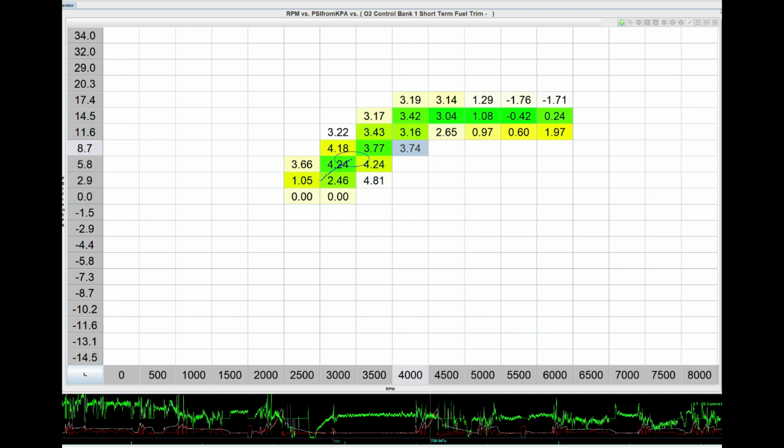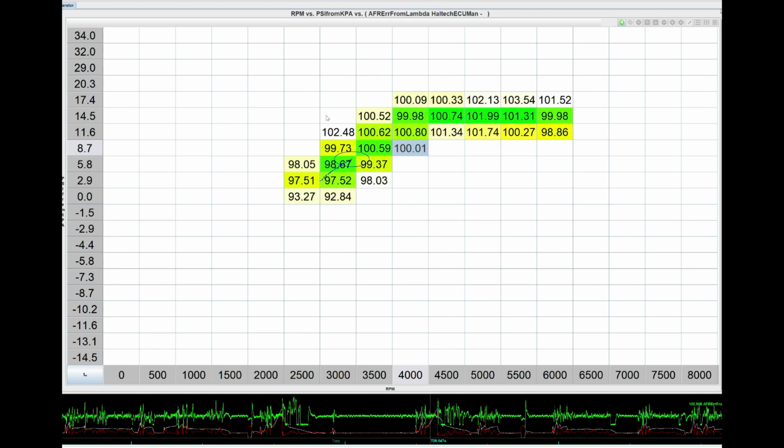fuel trim. We've got one other piece of data that we sometimes look at, and this is our AFR error percentage. Here we're looking for things to be around 100, and this is again just filtered for wide open throttle. 100 means that our AFR is actually matching our AFR target right on the numbers. A little bit under that would be lean, a little bit over that would be rich, but we can see all of these numbers right here are pretty good.